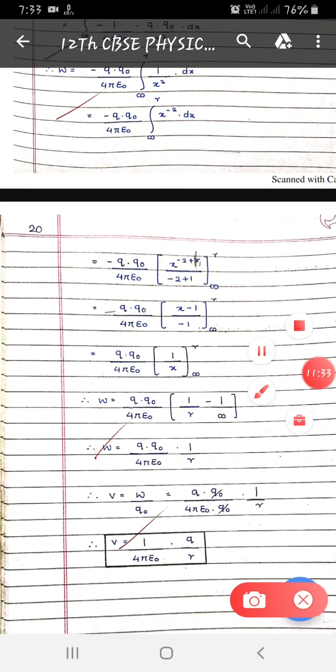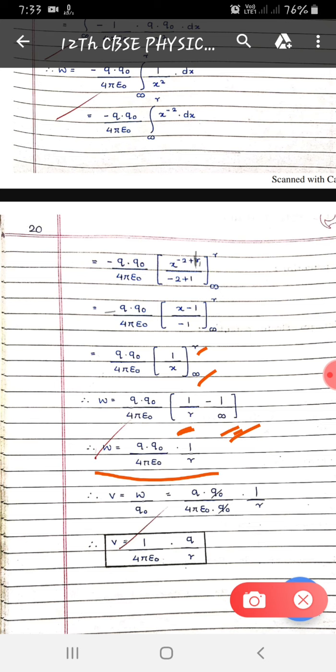Now first, as per the rule of integration, we have to put the upper limit r, then minus the lower limit. So 1 upon x, so 1 upon r minus 1 upon infinity. So first upper limit minus lower limit. So 1 upon infinity is nothing but 0. So the equation will come: work done is equal to q naught upon 4 pi epsilon naught times 1 upon r.